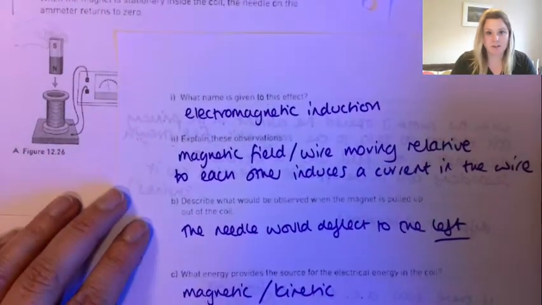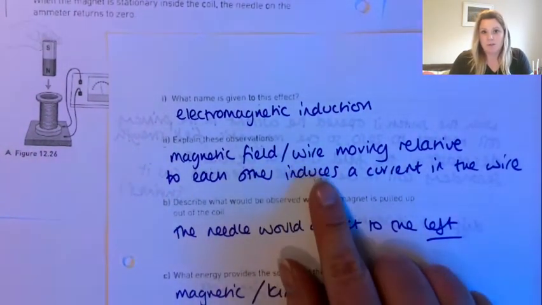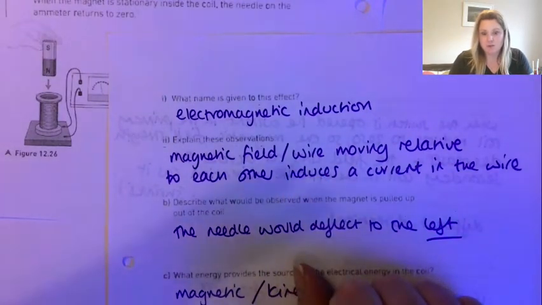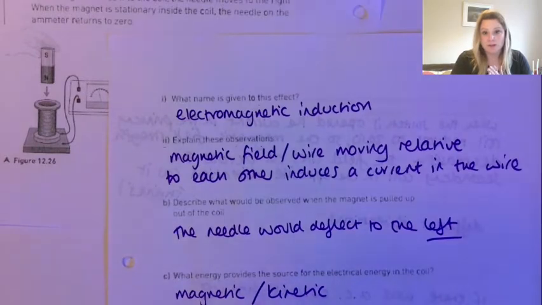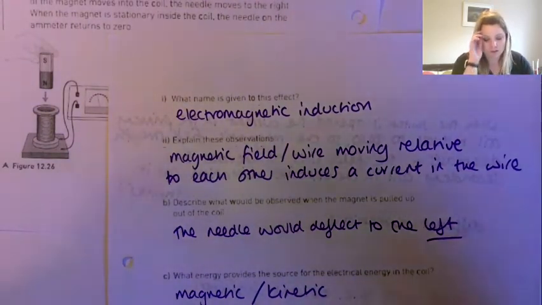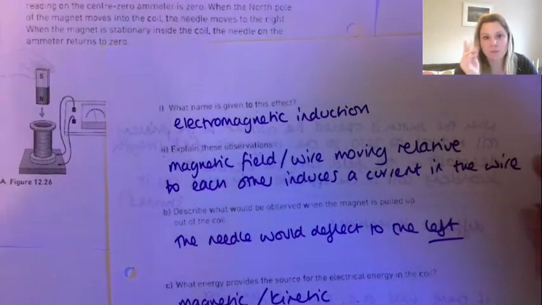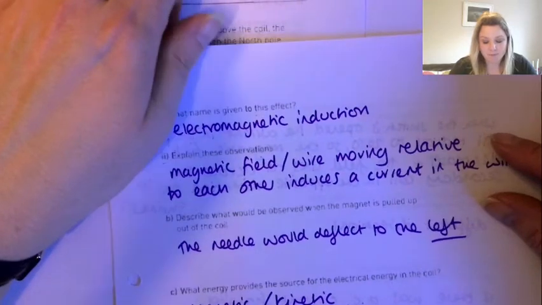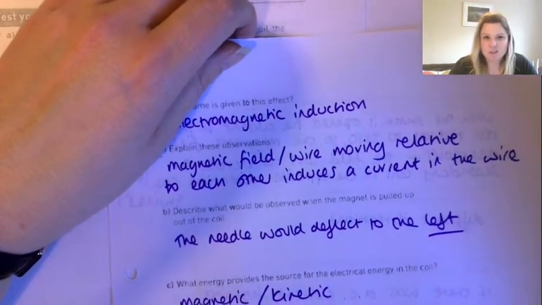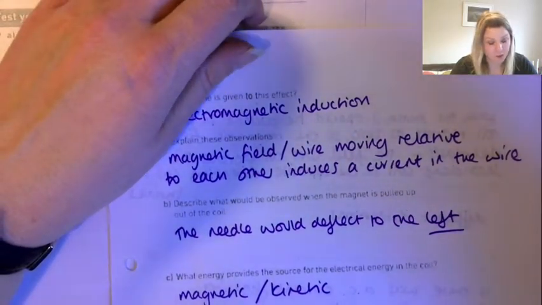Part 2, explain these observations. All I have put here is that the magnetic field and wire moving relative to each other induces a current in the wire. Either the magnetic field is moving or the wire is moving, but as long as they're moving relative to each other, you're going to get a current induced in the wire. So be marking and correcting these. It doesn't have to be worded exactly the same as mine, as long as the general gist is the same, or if you want to add in anything of mine, obviously work away.